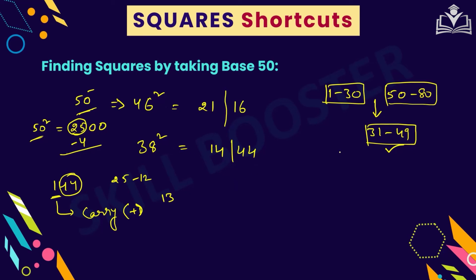In this way, you can calculate the squares from 31 to 49. You can calculate the remaining squares. Just practice all the squares. Definitely, you will get the answer within seconds, without using pen and paper.